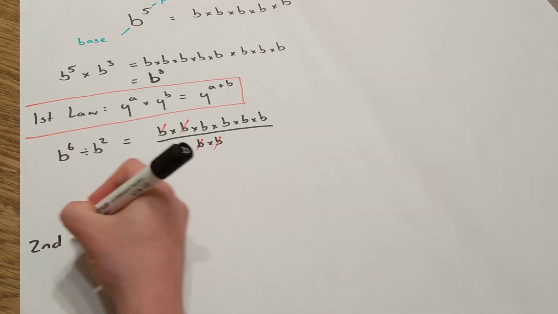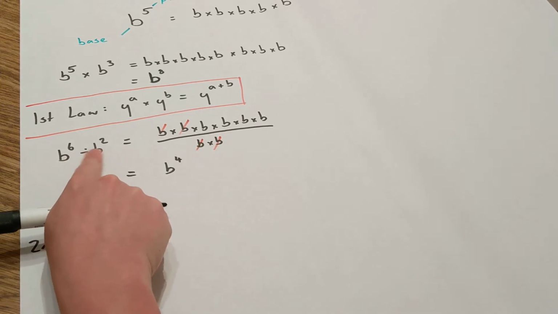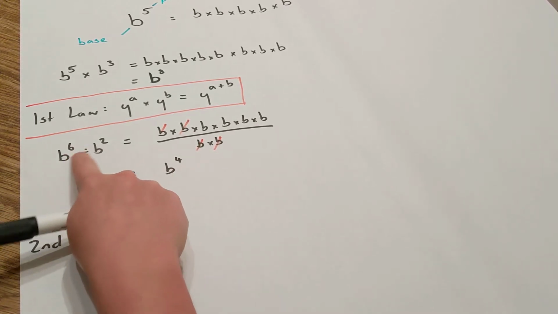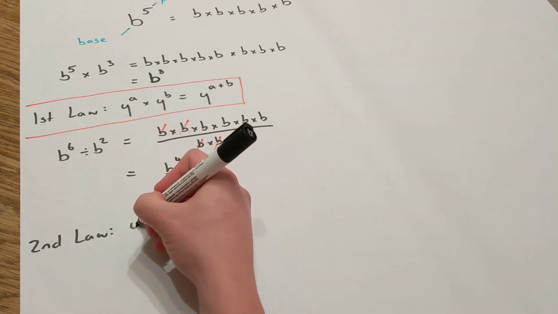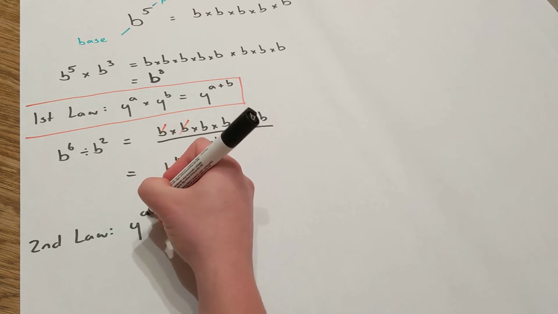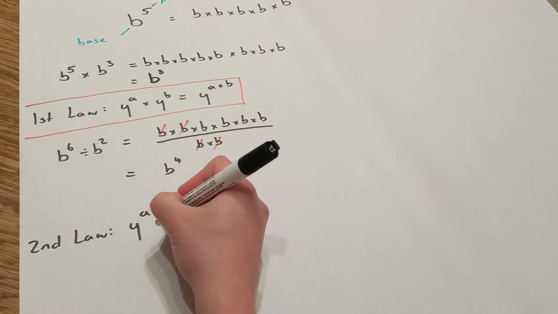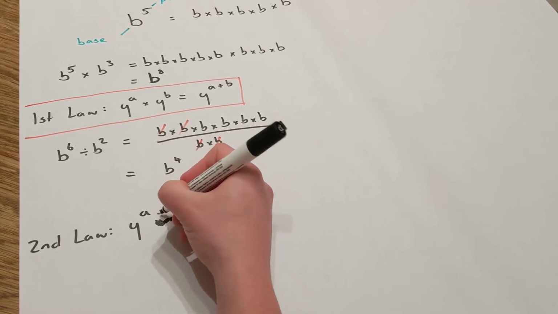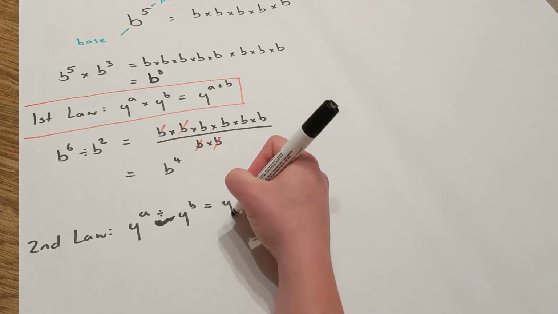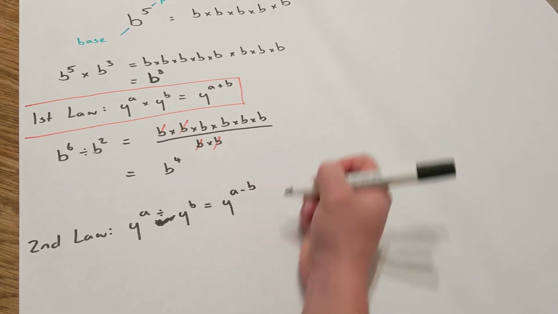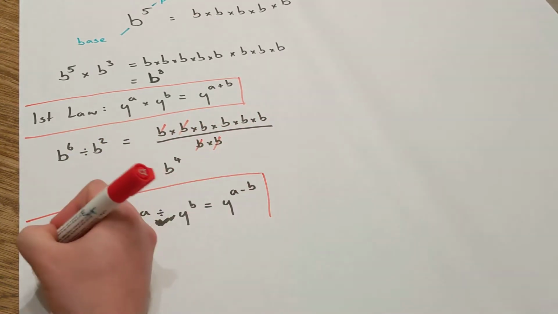Because if we look at that, we've just taken those powers away from each other to give us this. 6 take away 2 is 4. So our second law then says that y to the power of a divided by y to the power of b equals y to the power of a minus b. That there is our second law.